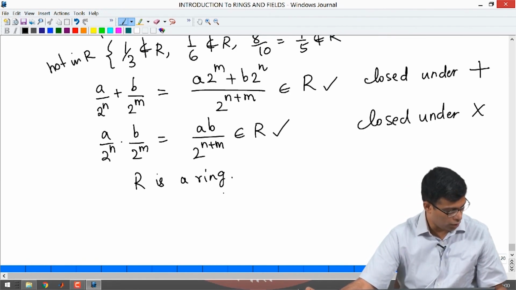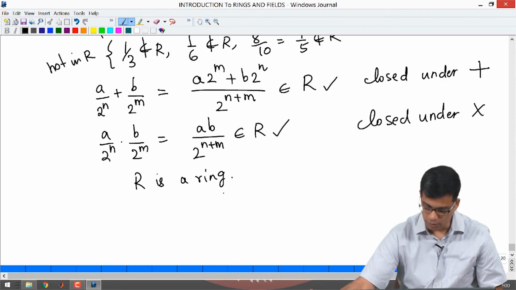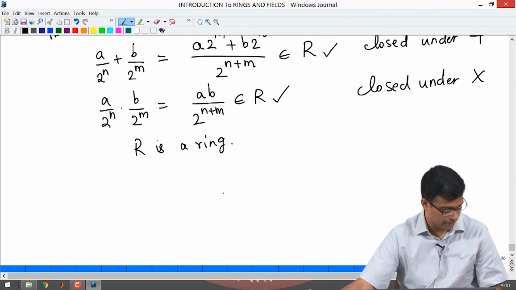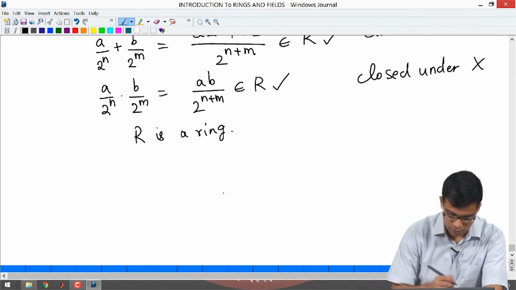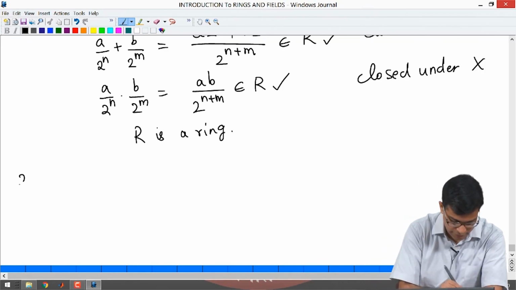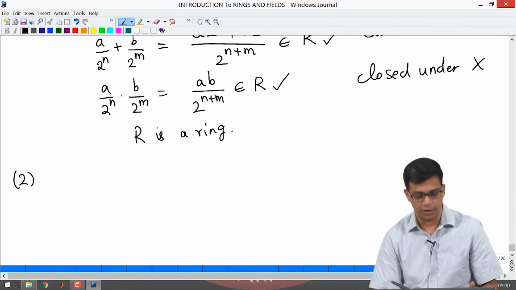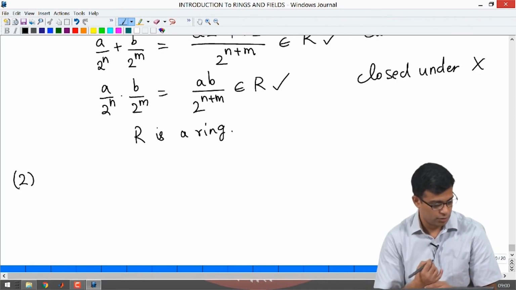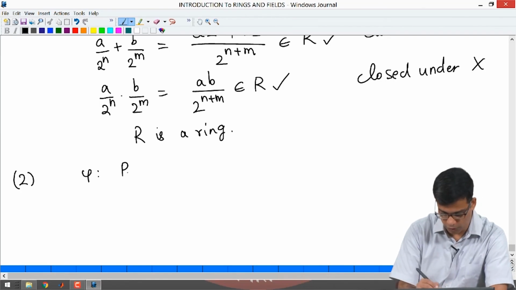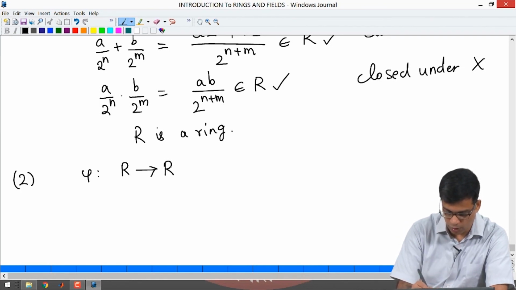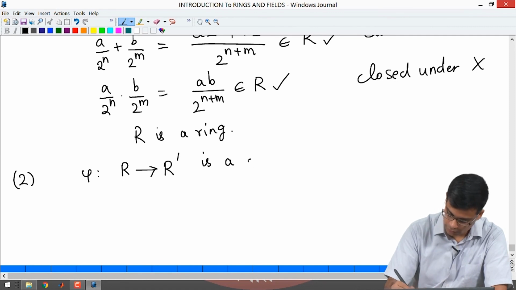Okay. So, now to continue with the next problem, let us look at something about ideals. This is the second problem. It is something related to homomorphisms and ideals. So, recall what is a group ring homomorphism. Let us say R to R prime is a ring homomorphism.